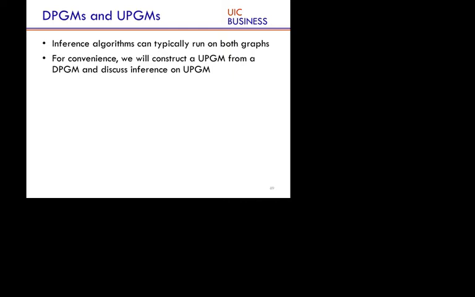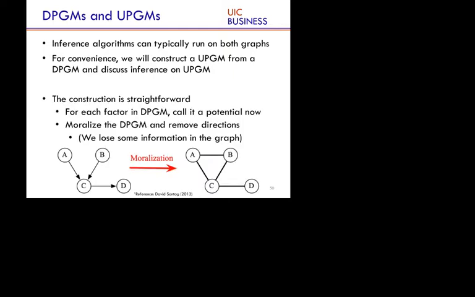And for convenience, what we'll do is construct an undirected graph from a directed graph and discuss inference on undirected graphs in general. Okay. So if we have a directed graph, we're going to convert it into an undirected graph. So how do I do that? For each factor in the directed graph, I'll call it a potential, or a factor. So the factors that I already had in my graph, I'll just call potentials.